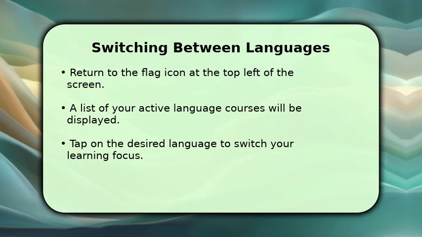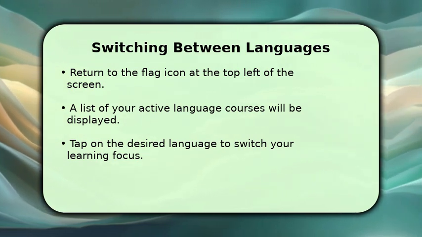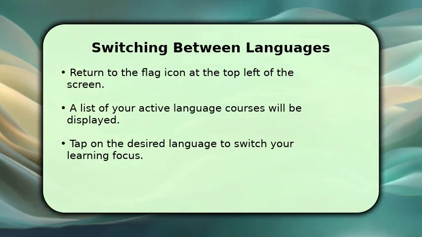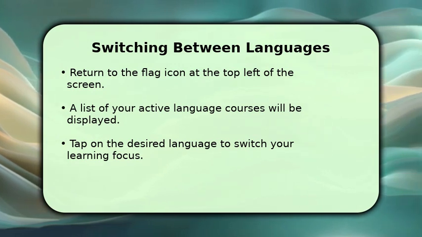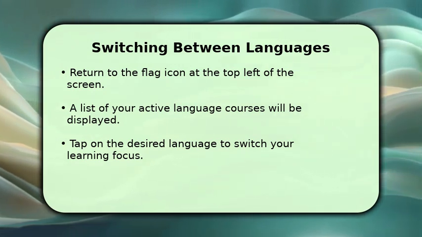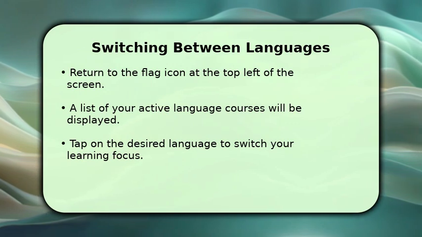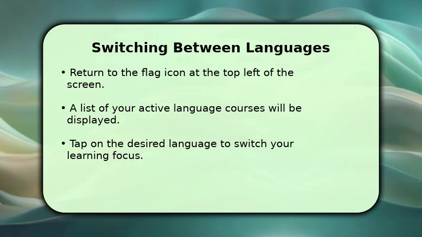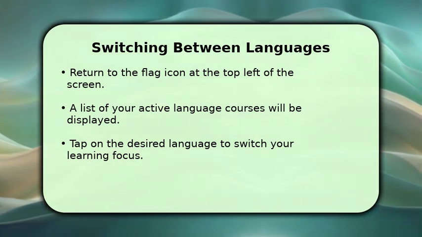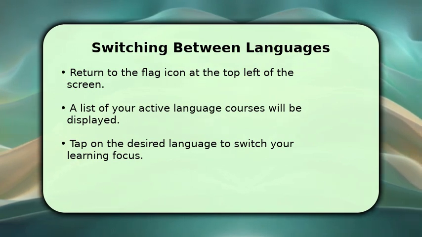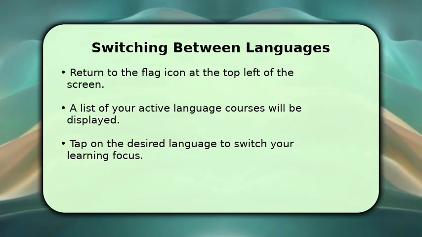Simply tap the flag icon again, which is always located in the top left corner. This will reveal a list of all the language courses you are currently enrolled in. To change your active learning language, just tap on the one you wish to focus on. Duolingo will then immediately switch your interface and lessons to that chosen language.